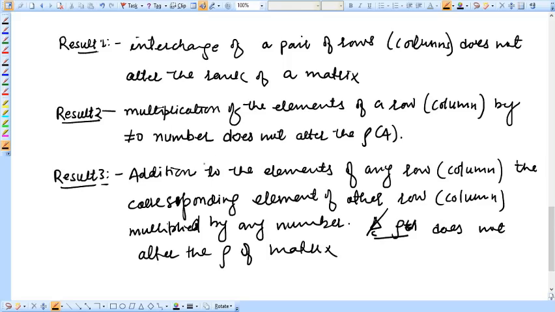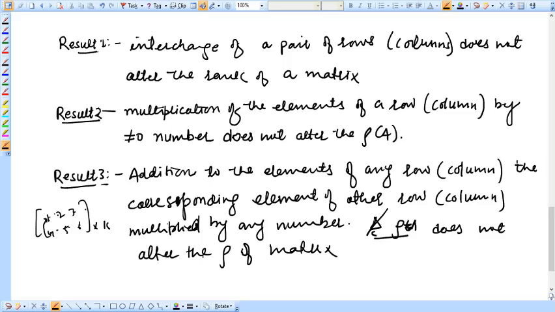This is the third elementary operation. Like if you are having three elements here, 1, 2, 3 and 4, 5, if you multiply this by some constant k and add to this, corresponding means 1 must be added to 4 into k, 2 must be added to 5 into k. This is the meaning of the third operation.